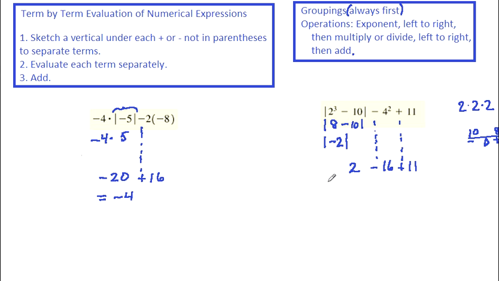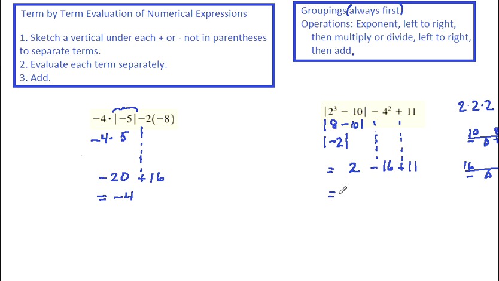Okay, so we're down to the last step, which is only addition. And on this step, we have a positive 2, a negative 16, and a positive 11. So we have 13 positive versus 16 negative, so the answer is negative 3.